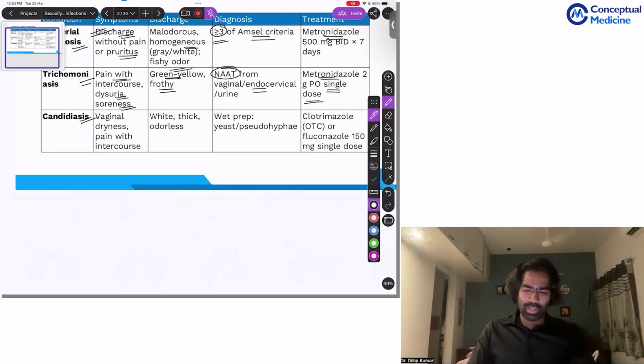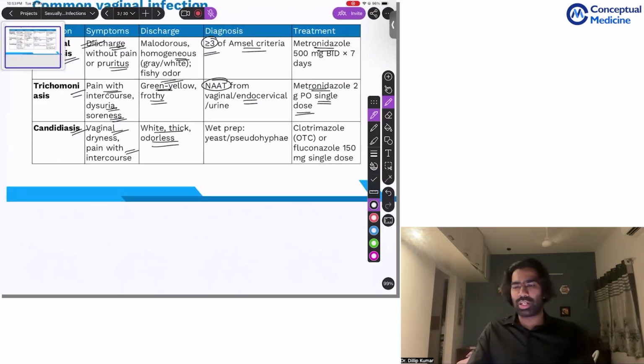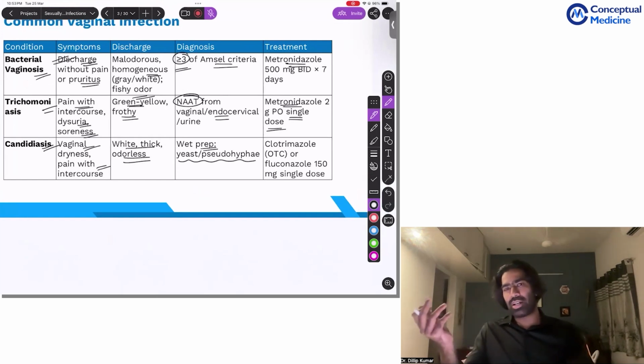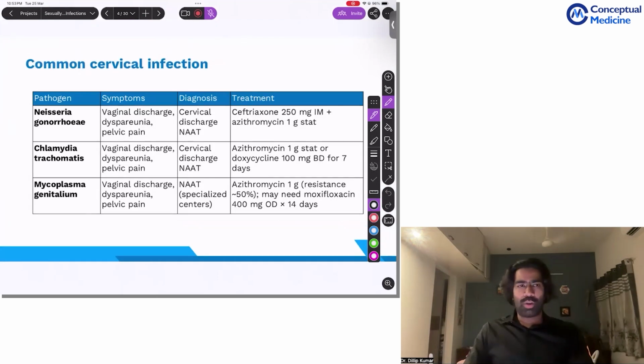And Candidiasis is going to present with a white, thick, or curdy white discharge. I can say it's going to be odorless. And vaginal dryness is a very, very important symptom. Along with it, they will have dyspareunia, that is pain with intercourse. And one has to do a wet preparation in which you can demonstrate the yeast and pseudohyphae, and you have some standard culture media that can grow Candida as well. Treatment of choice is clotrimazole, which is available over the counter, or you can just treat with fluconazole 150 milligram single dose. Coming to common cervical infections, they are going to be the same: Neisseria gonorrhea, Chlamydia trachomatis, and Mycoplasma genitalium again.